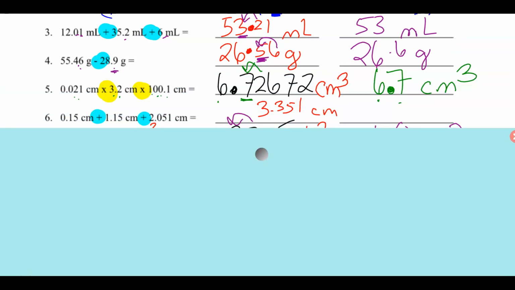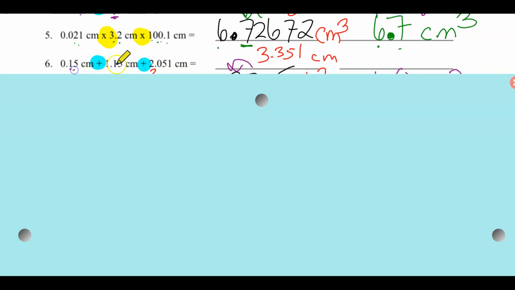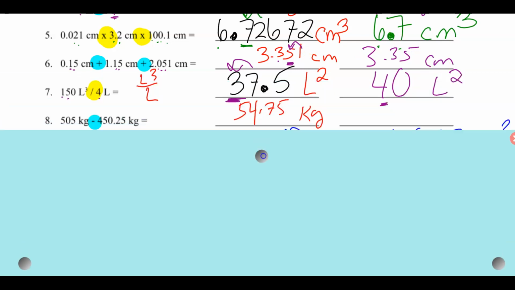Okay, here's my next addition and subtraction problem. Let's count our decimals. 2 decimals, 2 decimals, 3 decimals. I only can go to 2 decimals. So 3.351, here's my first, here's my second decimal. Look to the right, 3.35. The 1 can't round the 5 up.